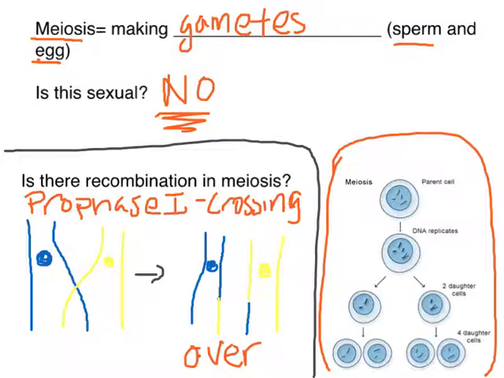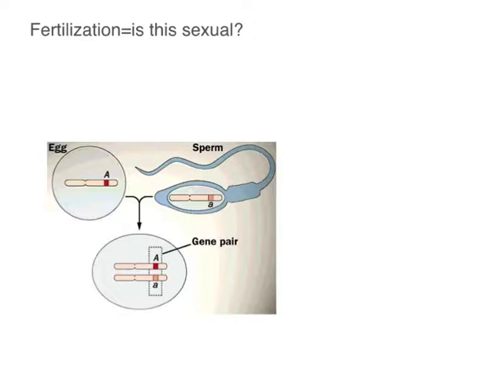Is this from 2 different organisms? No. It's still happening inside of this cell right here. So crossing over is happening inside of one cell, so it's still not technically sexual, but what you are doing is mixing up or recombining the DNA, and this is going to happen in prophase 1. So remember this because we're going to get to this later.